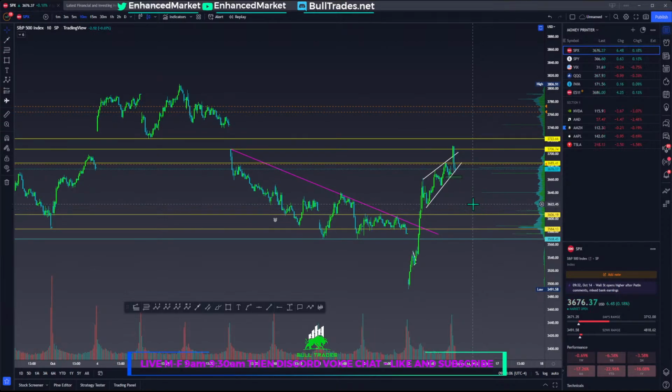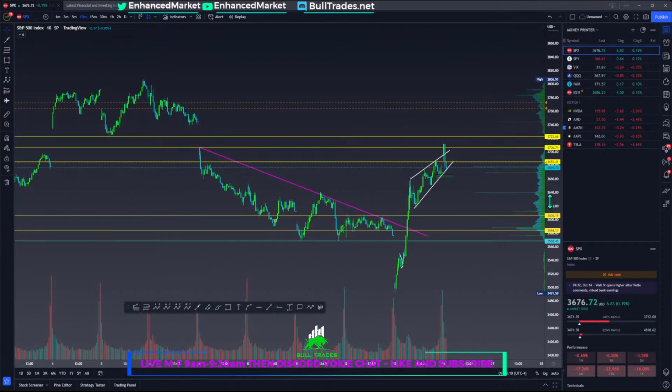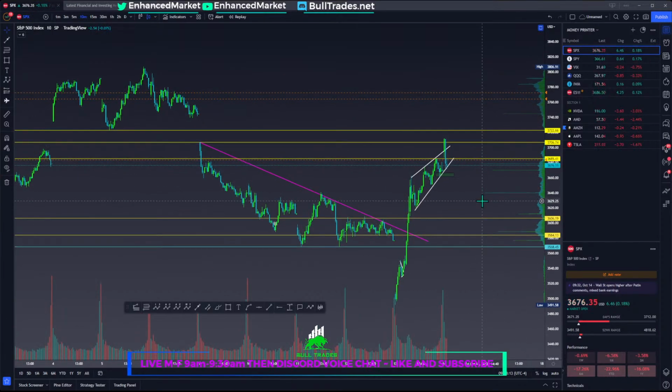Accidentally bought calls. Well, that is unfortunate. Can't make that mistake. All right, look how SPY, SPX are green. Every ticker is red.